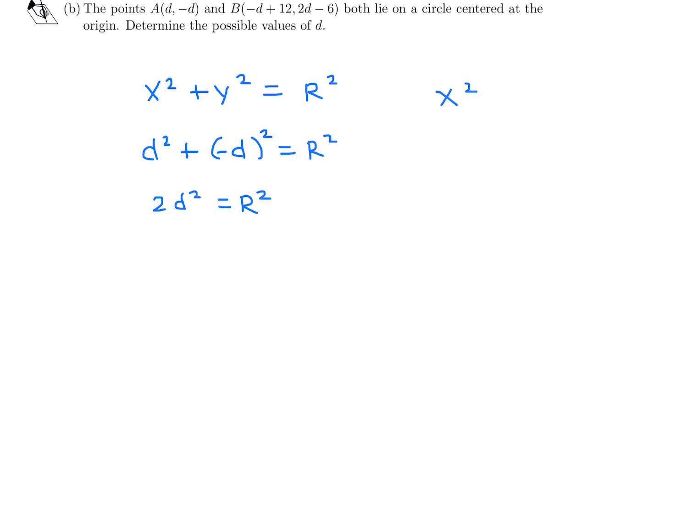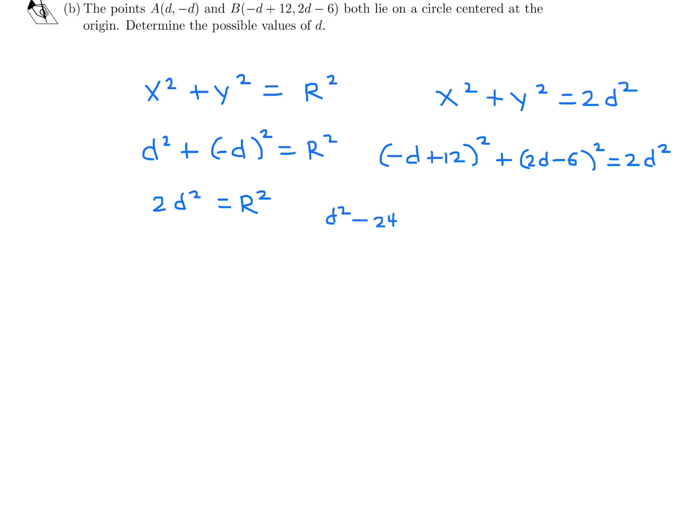Okay, so my equation is now x squared plus y squared is equal to 2d squared, if I substitute r squared to be 2d squared. Now, let's substitute in that other point. So minus d plus 12, squared, and then y is 2d minus 6, squared, is equal to 2d squared. Expand this and you will get d squared minus 24d plus 144 plus 4d squared minus 24d plus 36 is equal to 2d squared.